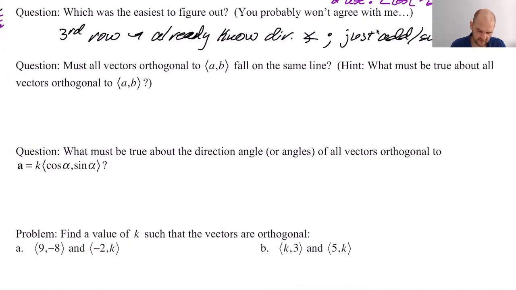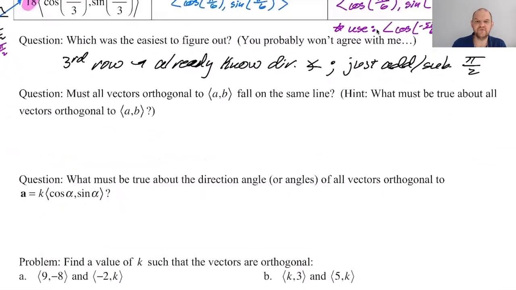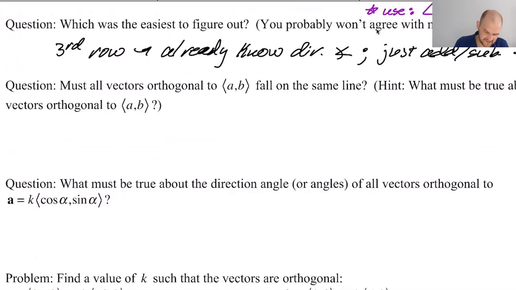Must all vectors orthogonal to AB fall on the same line? No, absolutely not. You always know that's not the case when there's a hint that has to set up a different question. There's no way it could be the answer. So I'm going to say no.